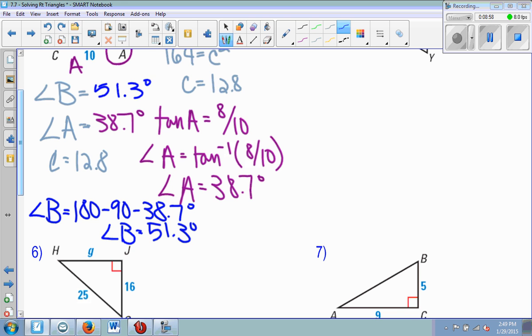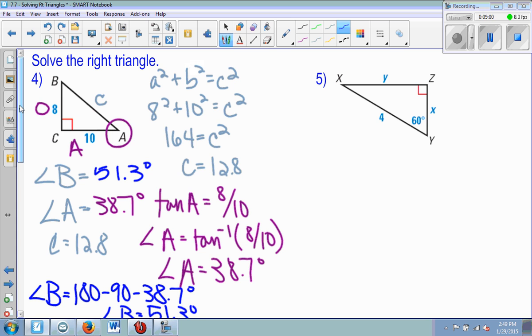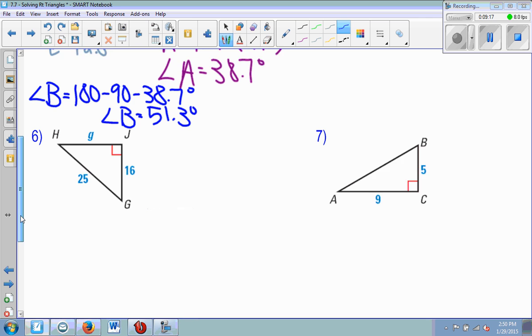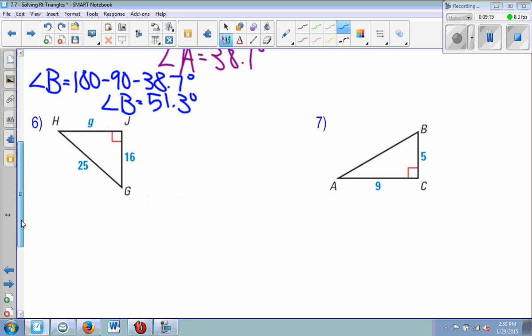So, at the beginning of the problem, I knew one of the angles, the 90 degree. I knew two of the sides. My job was to find the third side and the two remaining angles, which is exactly what we did. So we would consider this triangle solved because I now know everything about the triangle. Moving down, we're going to look at number 6 as the last problem for the video. So this will be a really short video.